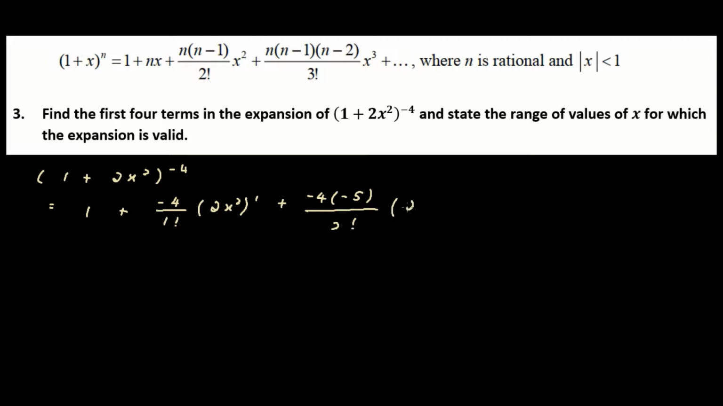Then after that, 2x will need to be squared. Okay, then plus, same thing, -4, -5, and -6. So when you write 3 terms, that's why you have 3 factorial and then 2x to the power of 3. So the question only wants the first 4 terms, so this will be it. Okay, so after that, let's try to get your answer.